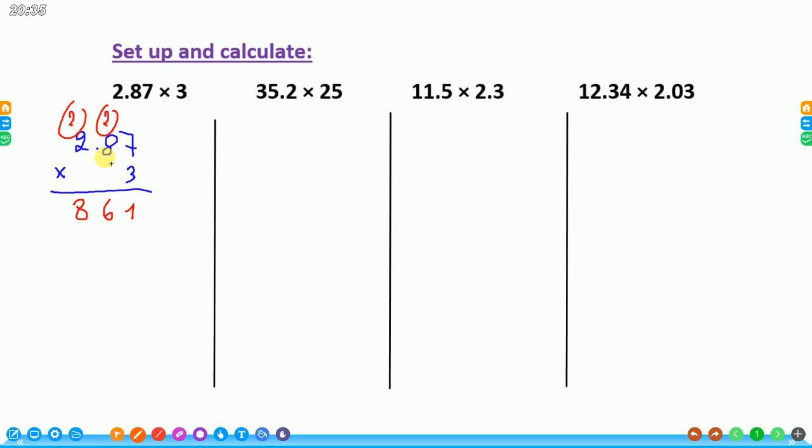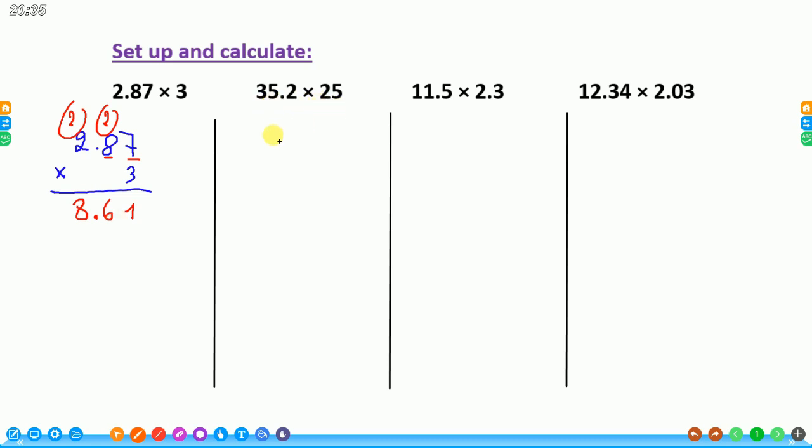In the end, I count how many digits I have in total after the decimal point. Here I have 2 digits. Here I don't have any digits after the point. And in the final answer, we must have in total 2 digits after the point. So I place the point between the 8 and 6, and the answer is 8.61.